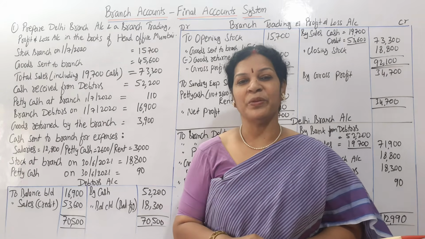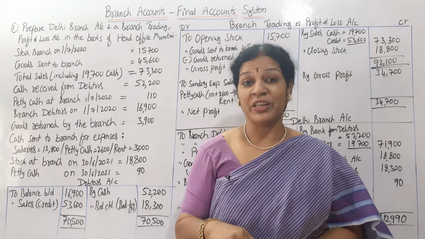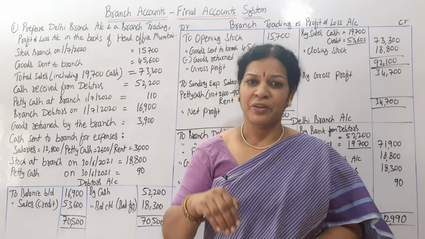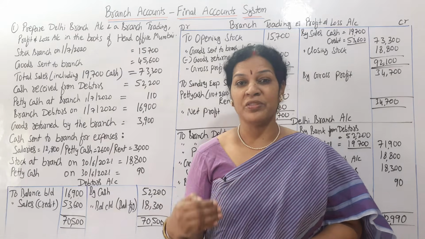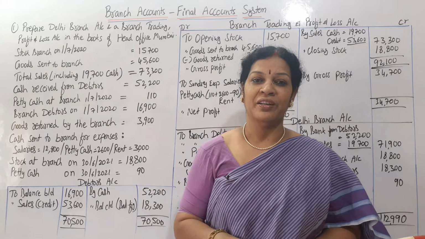Trading and profit and loss account we are going to work out, and as usual the branch account, and also if required we will be opening the debtors account. When do we open the debtors account? When opening or closing debtors are not given. In those cases, to find that out we will be opening the debtors account.